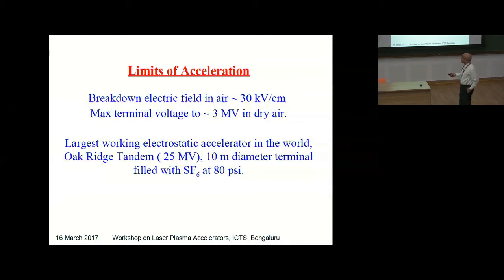One is for the case of static voltage, that is electrostatic accelerators. There are two things which are dominant. One is the breakdown electric field in air, which is 30 kilovolt per centimeter. So the maximum terminal voltage that you can put in dry air is about 3 megavolt. In fact, normally in a room like this, of course the walls have to be a little further, the maximum voltage that can be sustained in air like this, with moisture, will be about a megavolt.